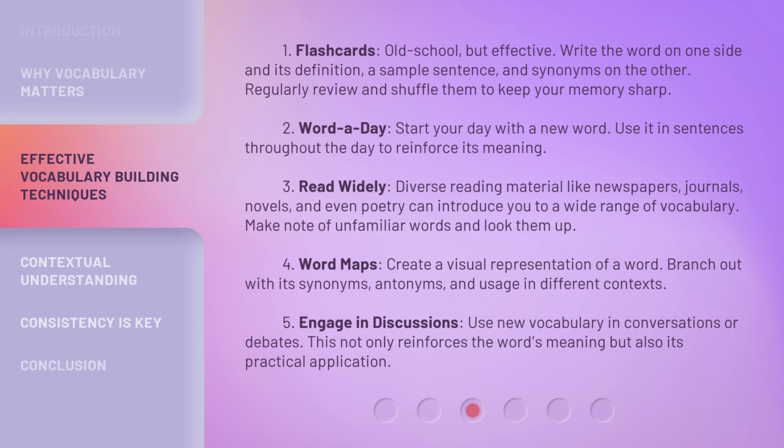3. Read widely. Diverse reading material like newspapers, journals, novels, and even poetry can introduce you to a wide range of vocabulary. Make note of unfamiliar words and look them up. 4. Word maps. Create a visual representation of a word. Branch out with its synonyms, antonyms, and usage in different contexts.